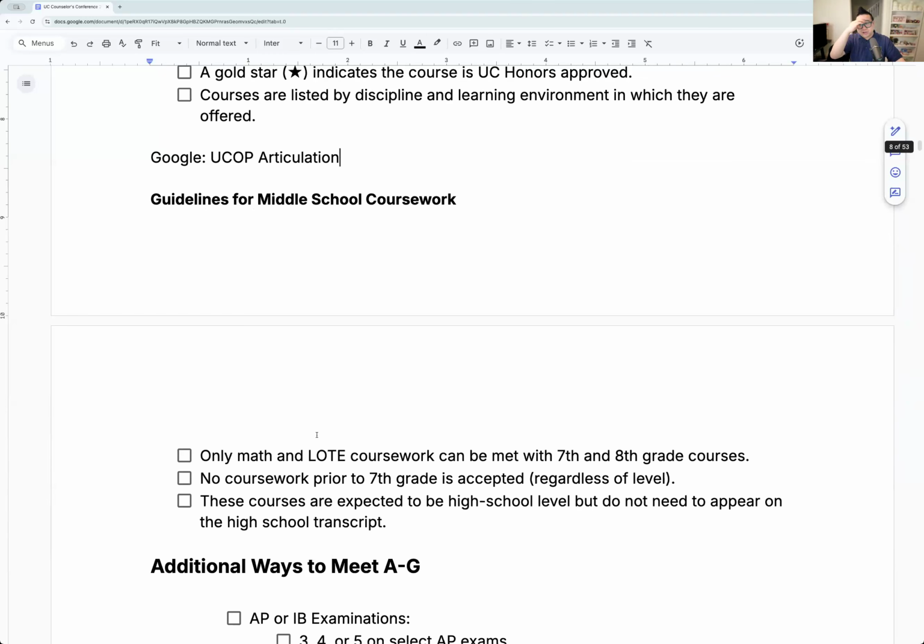Okay. Middle school, for those of you who did, I see people writing in chat, right? Middle school, only math and language classes from middle school do count.